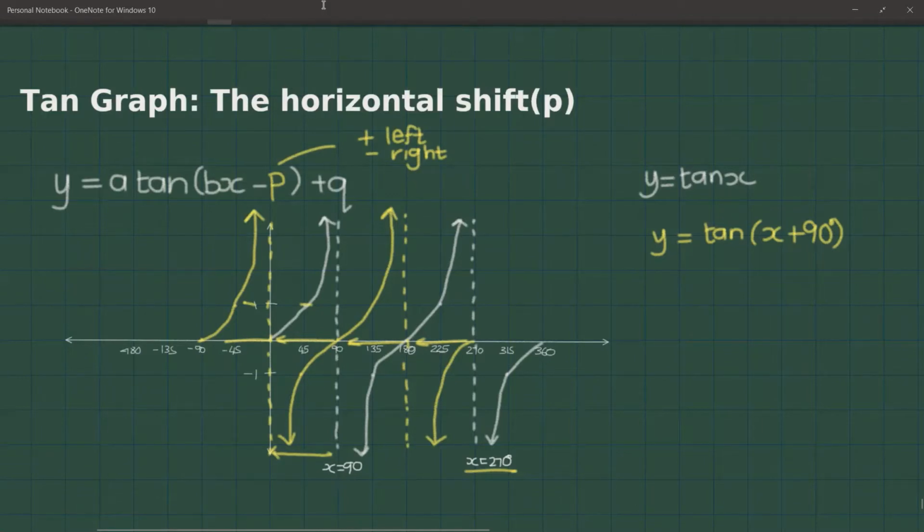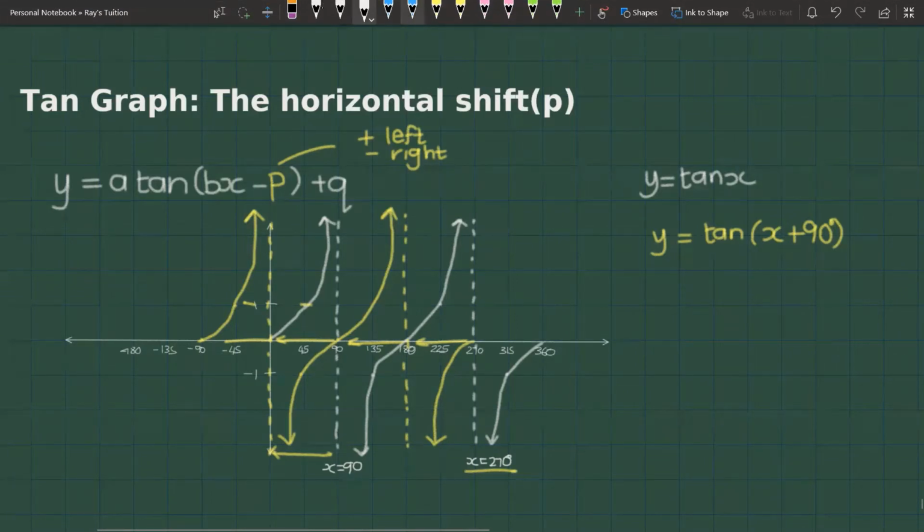So the horizontal shifts are controlled by the p-value, and it shifts the graph left and right. A positive value shifts the graph to the left, and it's opposite to logic because of that minus, and a negative value shifts it to the right.